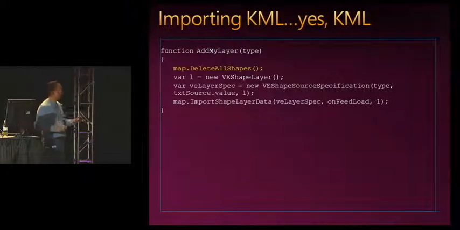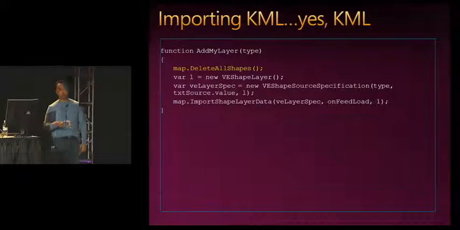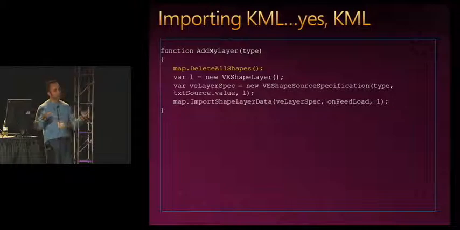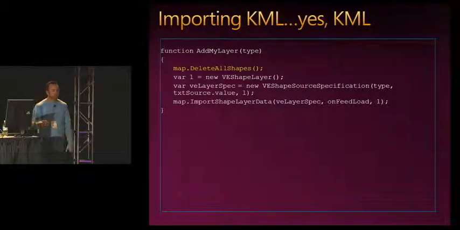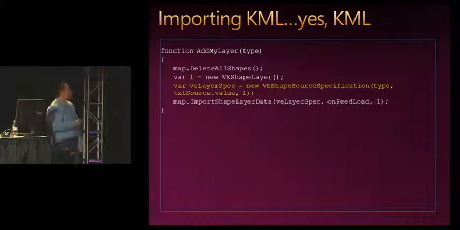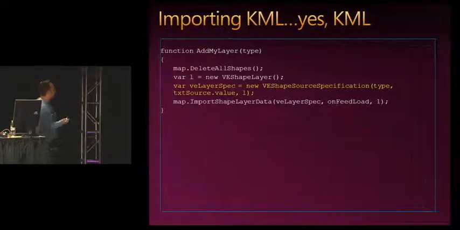So in order to add those push pins or add a KML layer into Virtual Earth, here's the code. First thing I'm going to do is an optional delete all shapes. So it's going to take all the shapes off of my map. Right? If I have any push pins there now, I want to clear them off because I'm going to add some new ones. Okay? I'm going to create a variable for my shape layer called L.